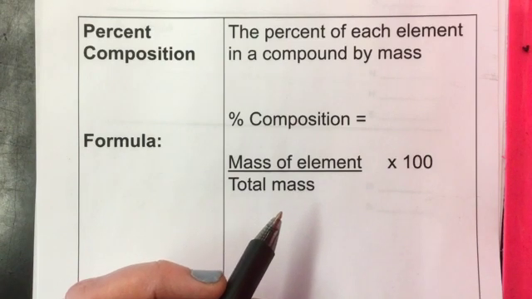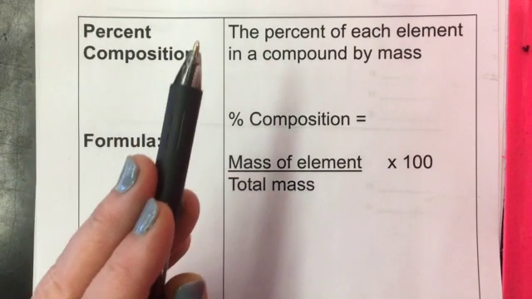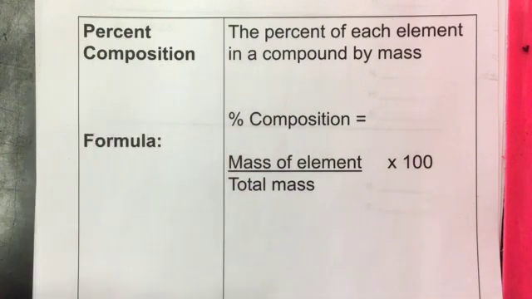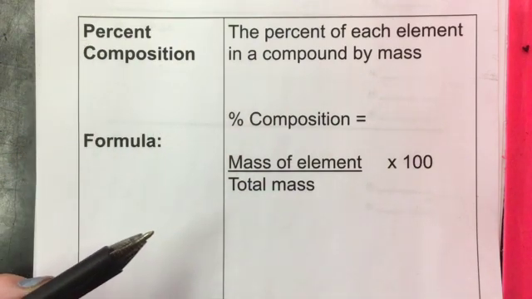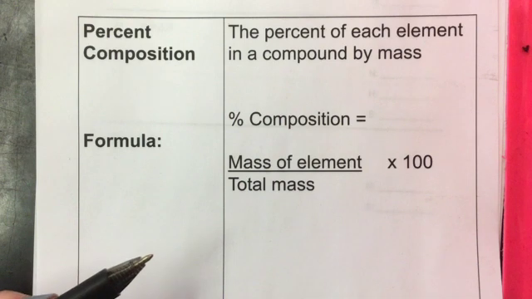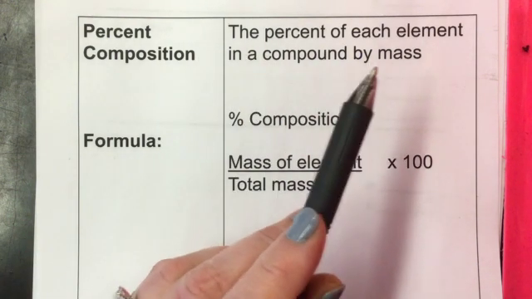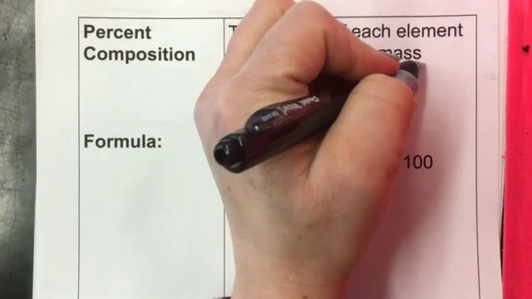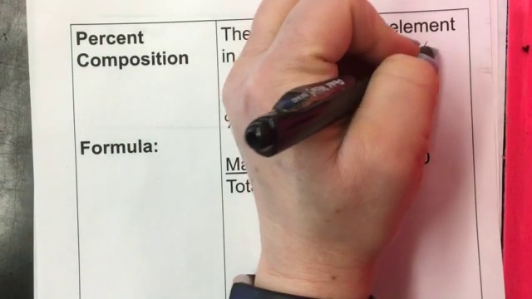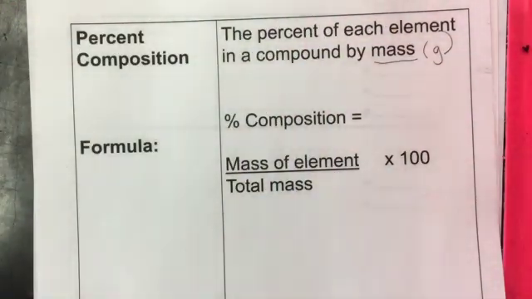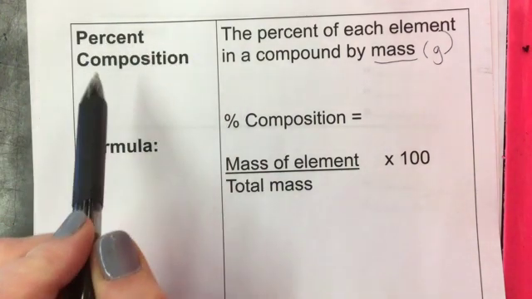Hello, everybody. So today we're going to be talking about percent composition, which is really just a fancy word for the percent of each element in a compound by mass. Very simple. And again, here we're talking about mass, in grams. When we calculate the molar mass, one of the reasons we do that is so that we can find the percent composition.